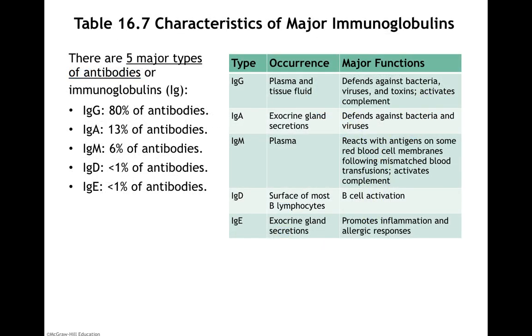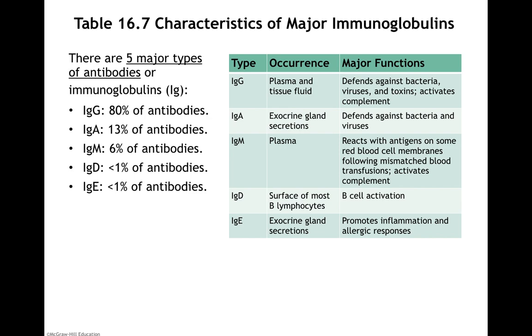There are 5 major classes of antibodies. They are IgG, IgA, IgM, IgD, and IgE. IgG, when secreted, is found in the plasma and tissue fluids. IgA is found in secretions, also sent through exocrine glands. IgM is found mostly in the plasma of blood.